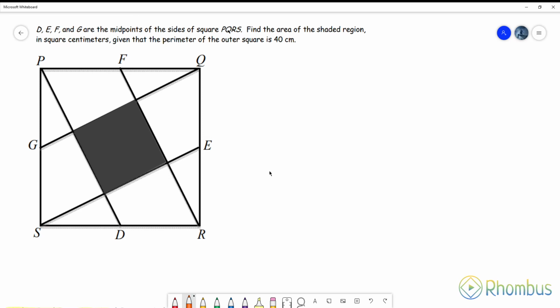Hello, welcome to Rhombus. In today's problem, D, E, F, and G are the midpoints of the sides of the square PQRS. Find the area of the shaded region in square centimeters given that the perimeter of the outer square is 40 centimeters. The first thing you would need to find out is the side length of the larger square. The side length of the larger square is 10 because you would just do 40 divided by 4.